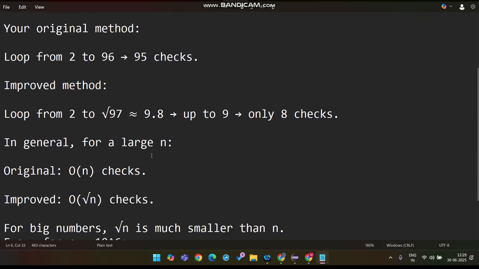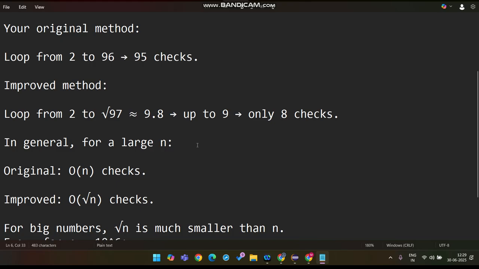And to improve performance, we also need to take care of memory. Sometimes the interviewer can ask how we can reduce the number of checks. For that, we can check from 2 to the square root of 97. The square root of 97 is around 9.8, so we check only up to 9, and only about 8 checks will be there.